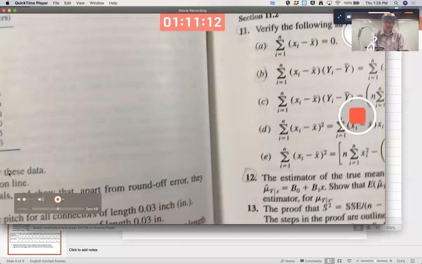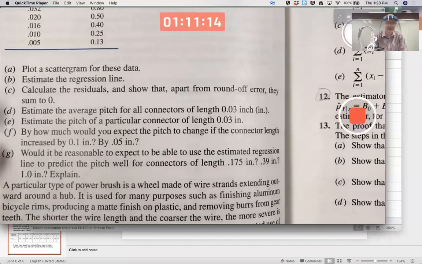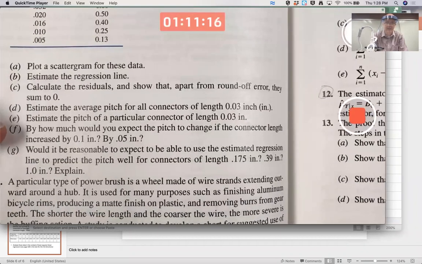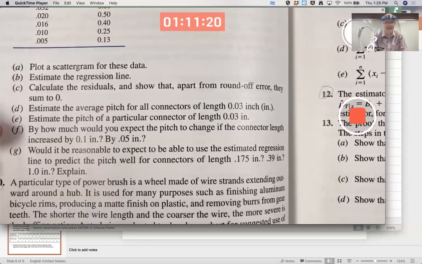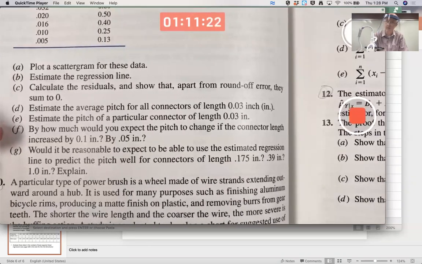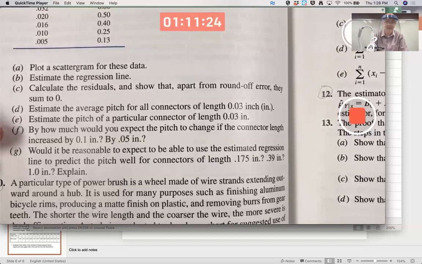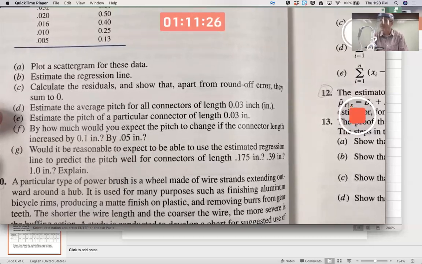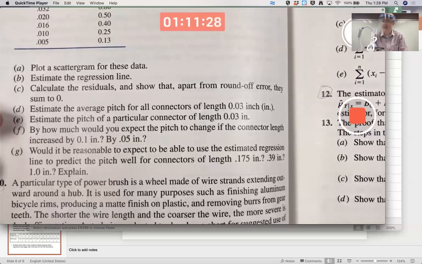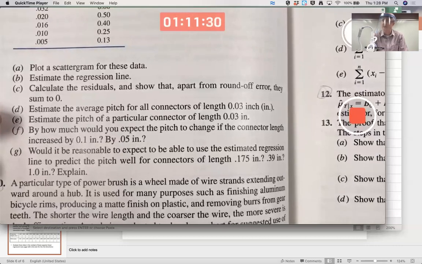Next part, estimate the average pitch for all connectors of length 0.03 inches. And the part after that is estimate the pitch of a particular connector of length 0.03 inches. The answers to D and E are going to be the same. You use the regression line when x is 0.03 in both cases.